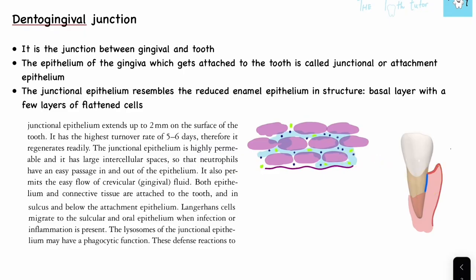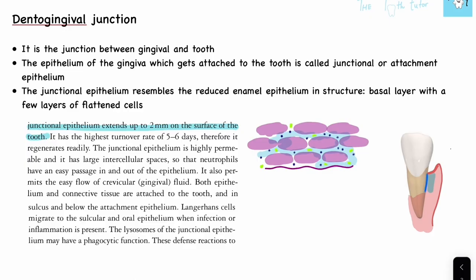And what is the structure like? It is a basal layer with a few layers of flattened cells. So there is this basal layer present, and then it has a few layers of flattened cells. Other than this, the junctional epithelium extends up to about 2 mm on the surface of the tooth.